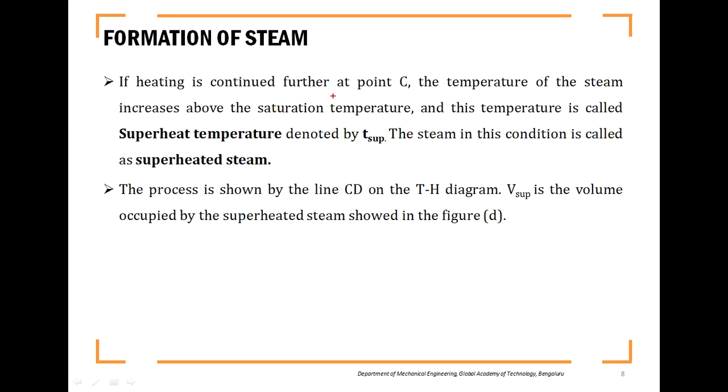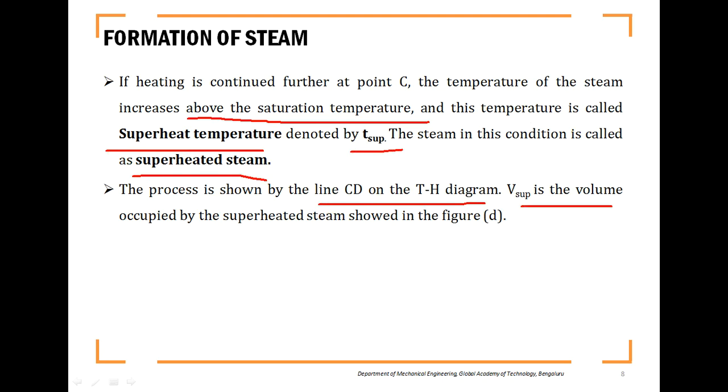Now you will not stop at point C once you get the dry steam. If heating is continued further at point C, the temperature of the steam increases above the saturation temperature. From point C, it will not remain horizontal. The temperature will start to increase, and the temperature you get above the saturation temperature is called the superheated temperature, and that is denoted by TSUP. The steam in this condition is called superheated steam. This process is shown by the line CD on the TH diagram.